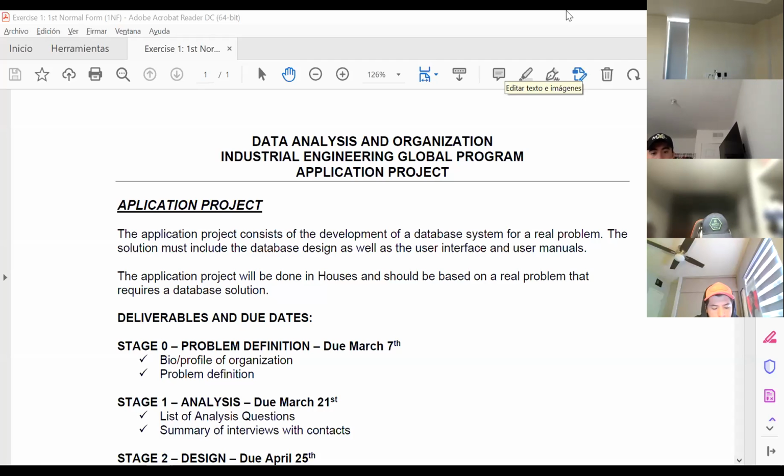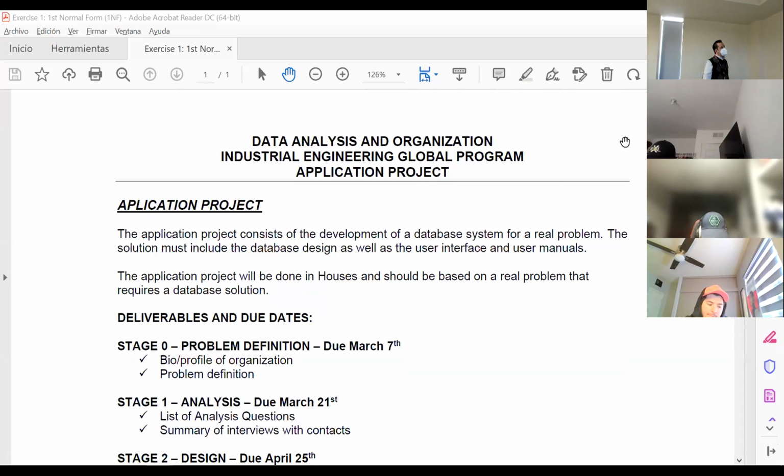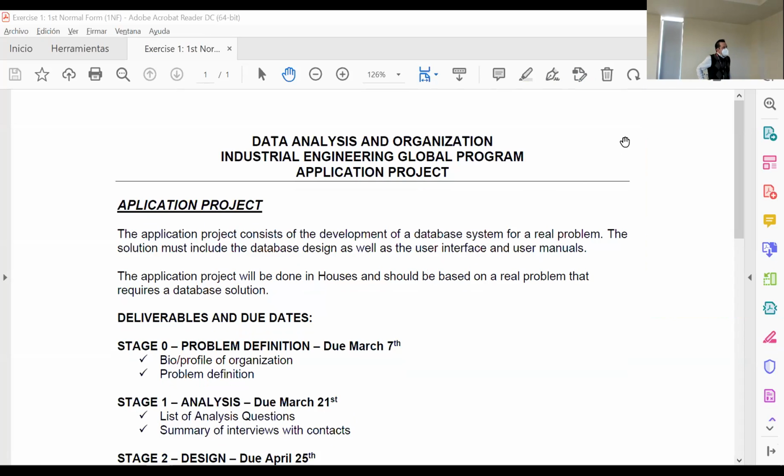So let's talk a little bit about what the application project for the course is going to be and how we're going to structure it. And part of what we are also going to try to learn during the course is how to manage a project.